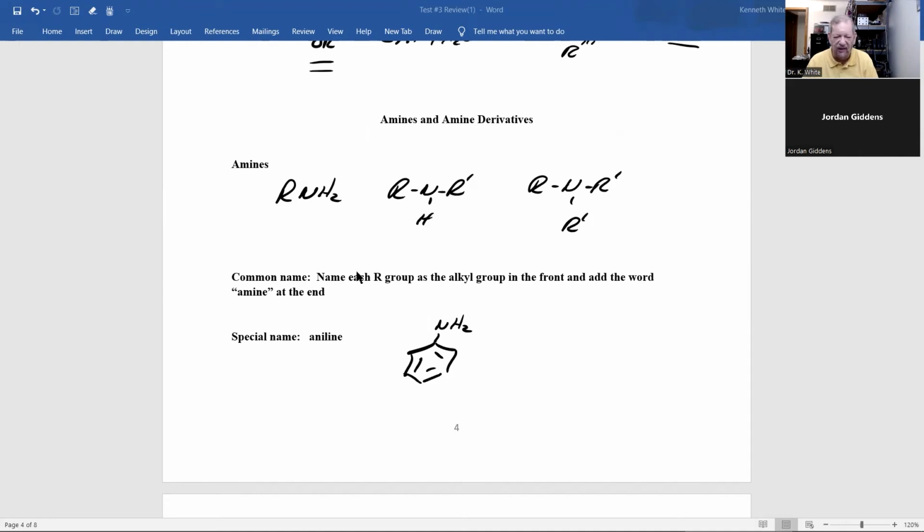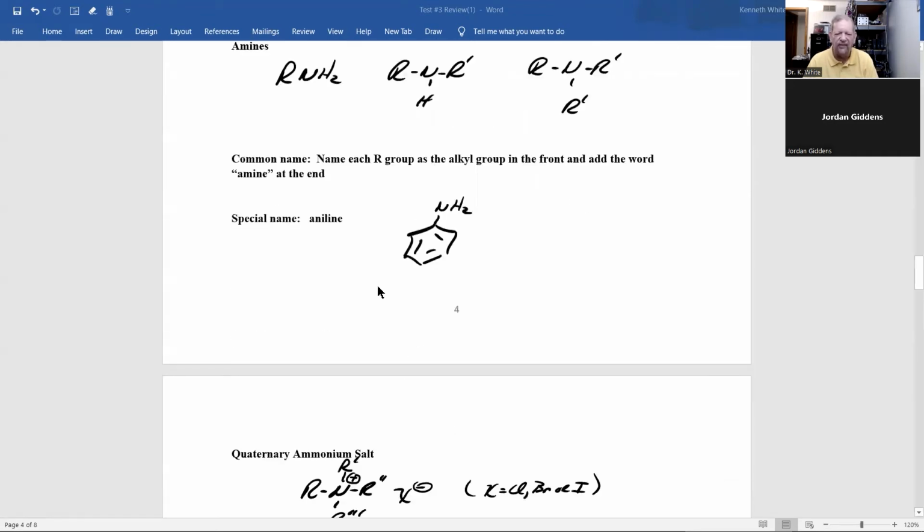How do you name amines? Name each R group as the alkyl group it is, common name that is, and then add the word amine at the end. Now, there's one amine I'd like you to know. When R is a benzene ring, we call that aniline. That's both the IUPAC and the common name.